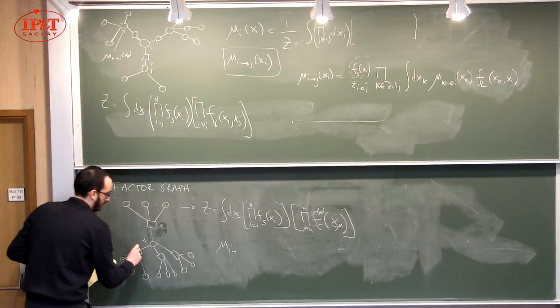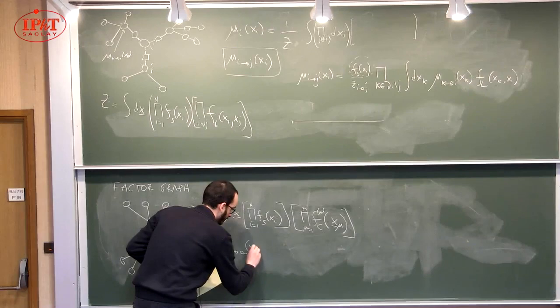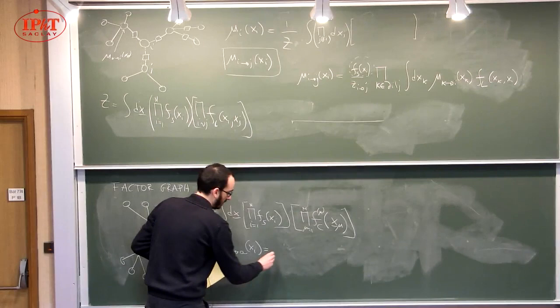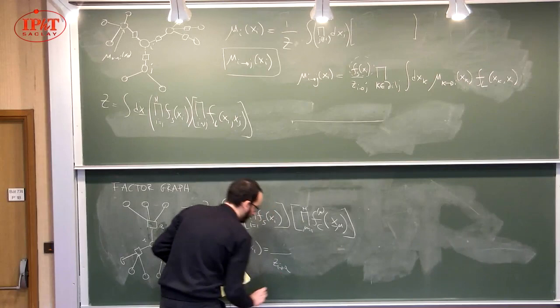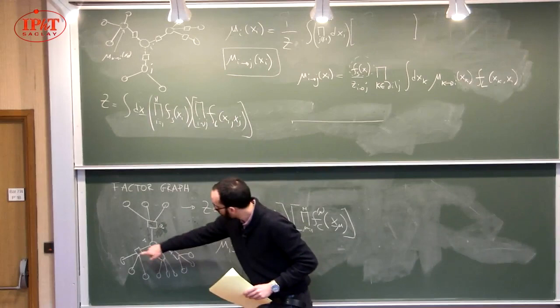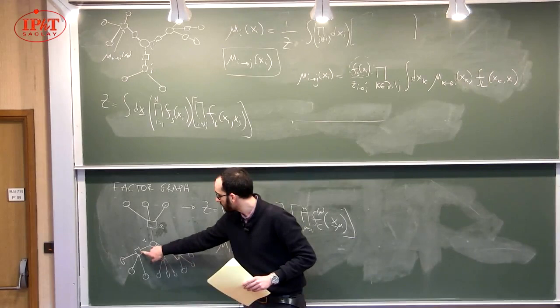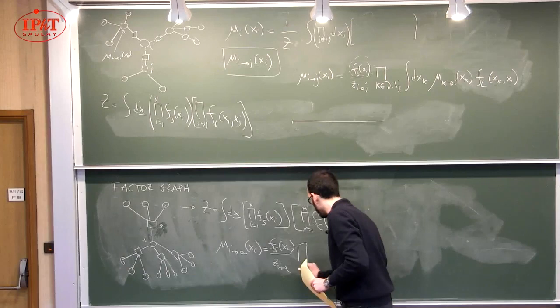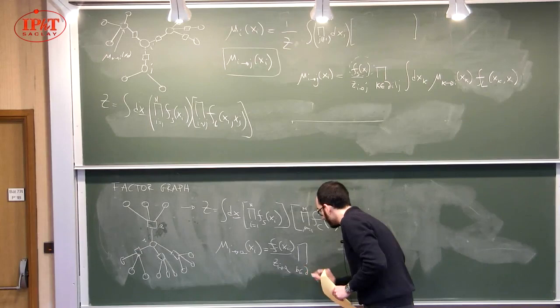So mu_{i to a}(x_i). So what is this? This is a normalization factor. Then you have the on-site probability. Okay, and then what do I have? Well, I have a product over all the nearest interactions without this one that I removed. So this is the product over b that are nearest neighbors of i without a.